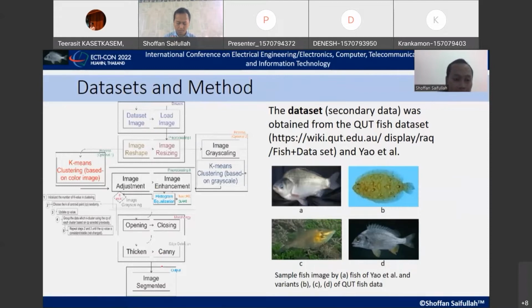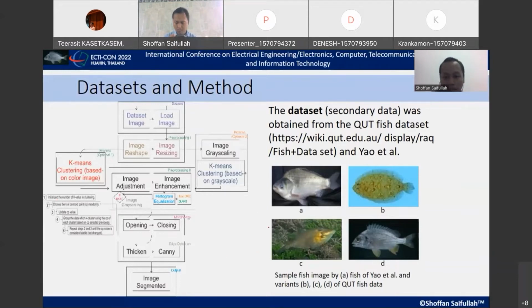The common process has five steps. The first is to initialize the number of K values, the key of the centroid points of this image matrix, randomly at first. Then update the centroid point values to make the best centroid points, group by K clustering, and repeat the process to get the optimal centroid points.